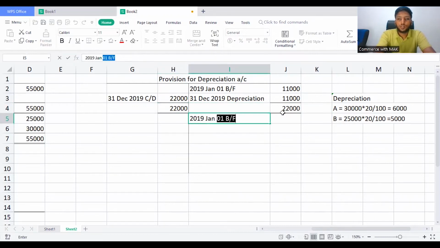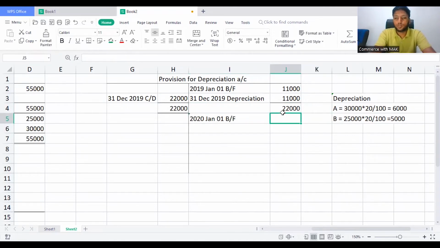I'm bringing this amount to the brought forward side as 2020 January 1st brought forward, which will give me a value of how much, guys? It will give me a value of 22,000. I'm bringing the same value from carried down to the brought forward balance. So this is the balance which I have taken from here to the upcoming year. You need to transfer that balance to the upcoming year on the credit side itself.